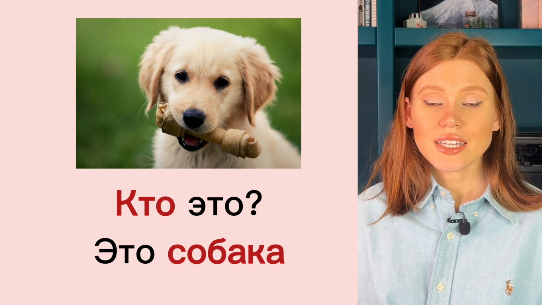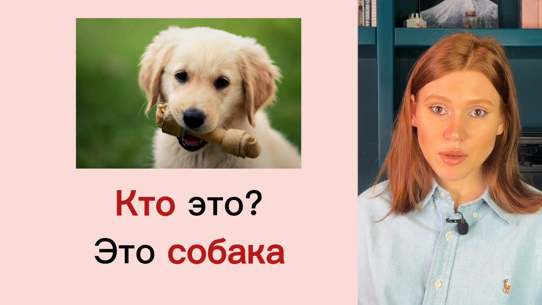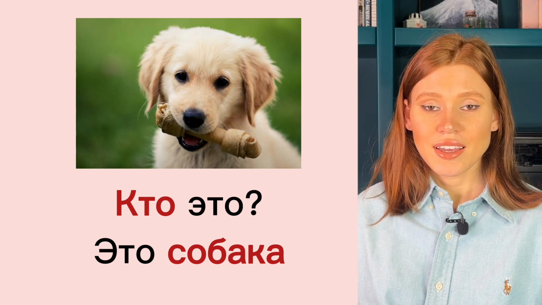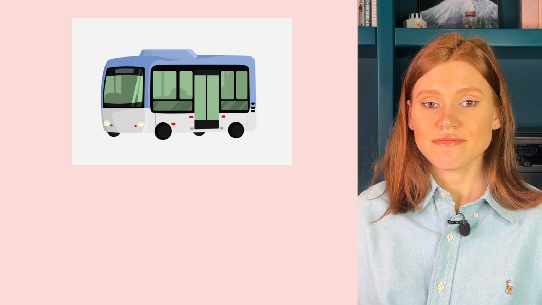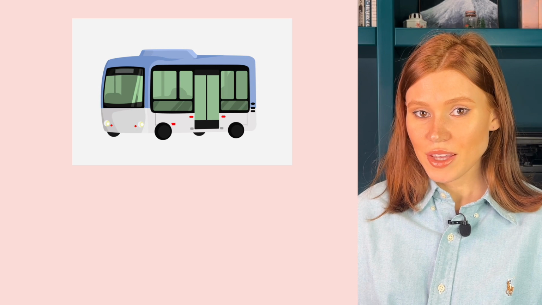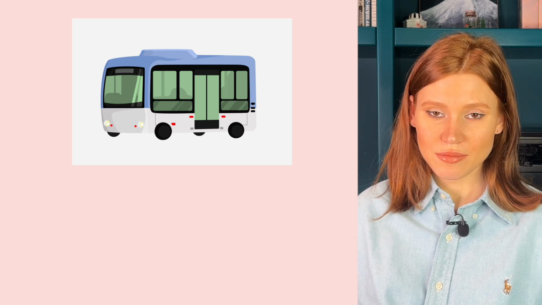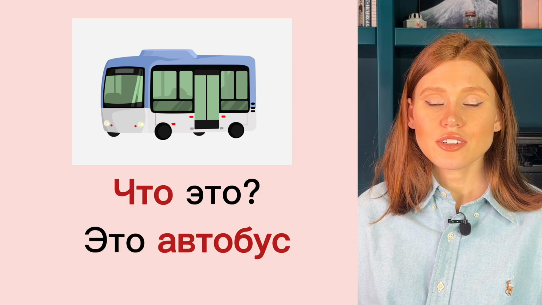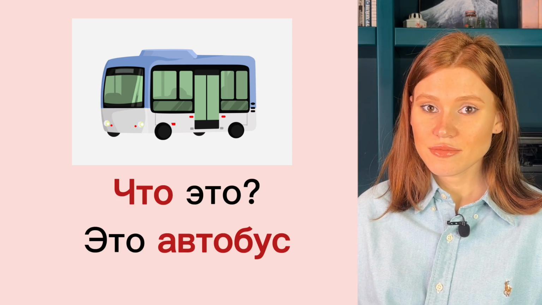The next one. Again, an animated object. A dog. Да? Question. Кто это? Это собака. The next one. A bus. So it's an inanimated object. Да? And the question. Что это? Это автобус.